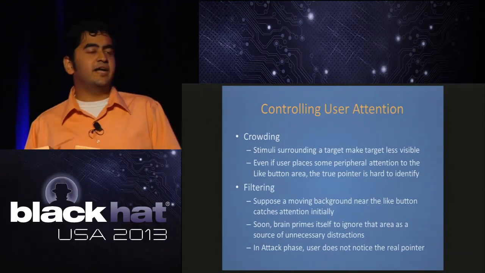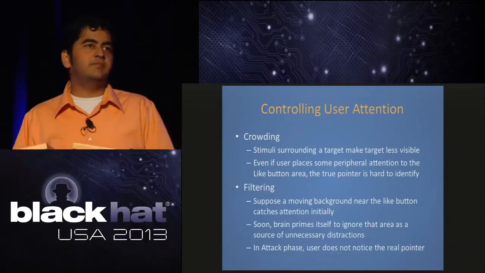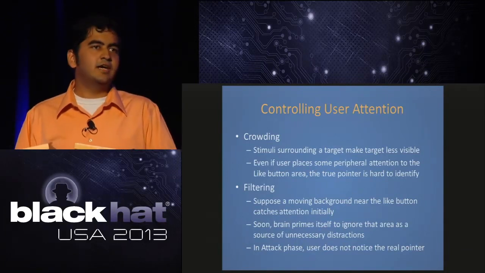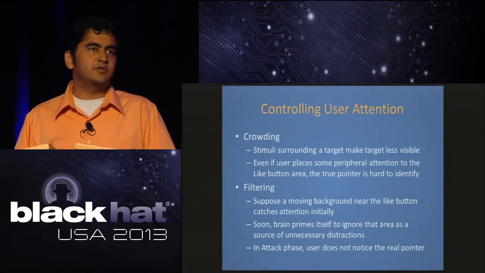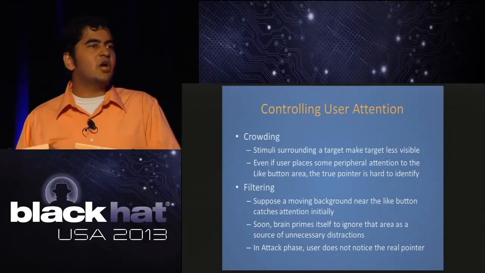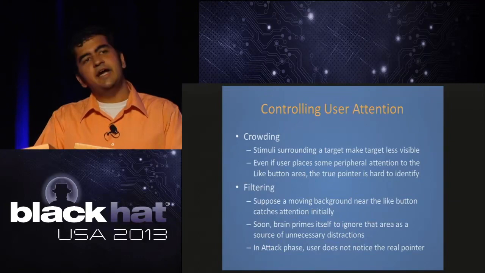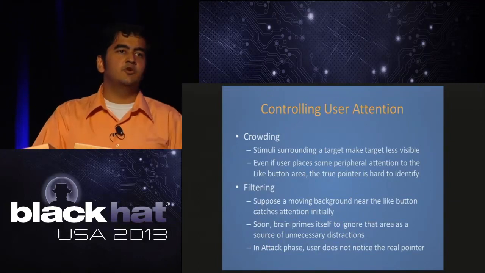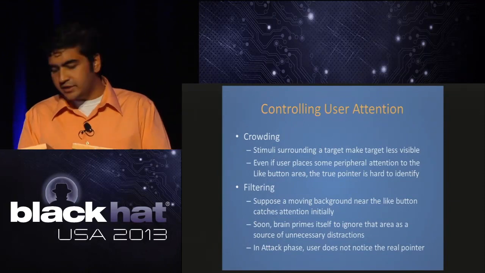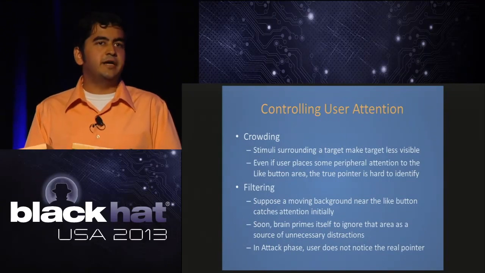Another thing that we could have tried would be a phenomenon called filtering. Suppose we had a moving background behind the like button or something flashy behind the like button. Initially the brain will look at it. The brain will say, oh, that's some interesting stimuli, let's take a look at it. But after a while it will realize that it's not something useful and start ignoring it as a source of unnecessary distractions. And then we can do the attack in that area because we know that the human will not take a look. And so I'm talking about these two because in general, controlling the attention of the user is a very useful thing in all attacks that you can do when it comes to human perception and UI security.